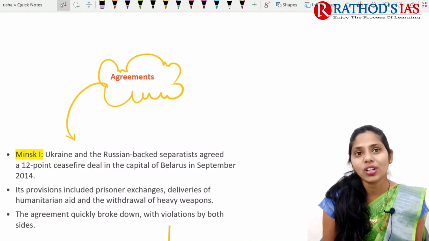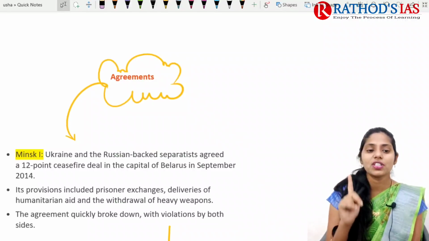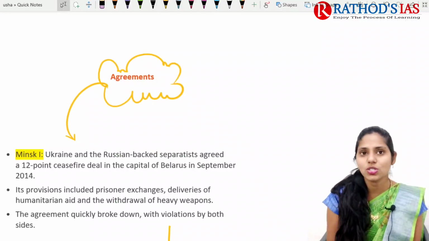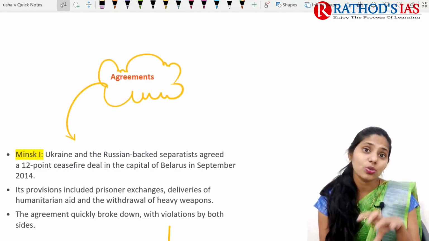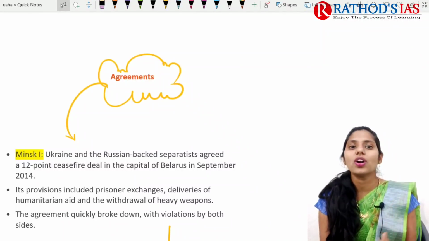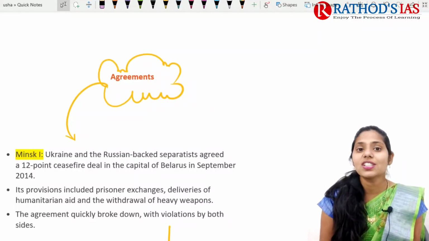So if we're talking about the agreements that we can see between Russia and Ukraine, here are two agreements. The first one is Minsk 1 and the second one is Minsk 2. You can get a question like, recently Minsk 1 and Minsk 2 were seen in the news. What is it related to? It is regarding the agreements between Ukraine and Russia.